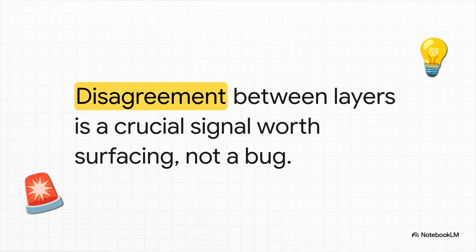Because of those differing risks, these layers will inevitably clash. They're going to disagree, and that is exactly what we want. Disagreement between these layers is a crucial signal worth surfacing. It's not a bug to smooth over.